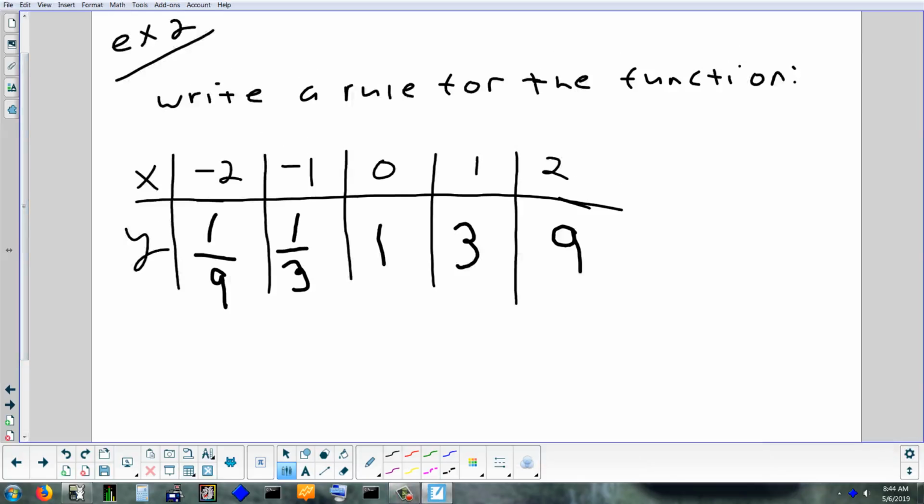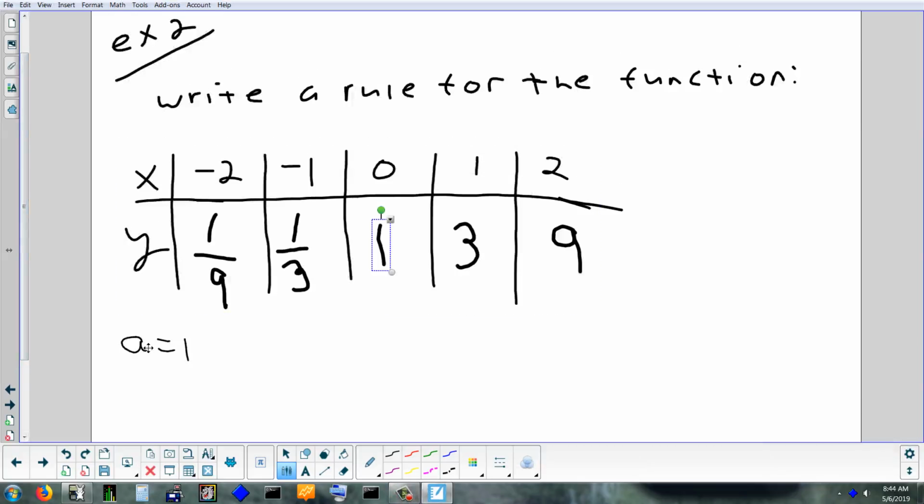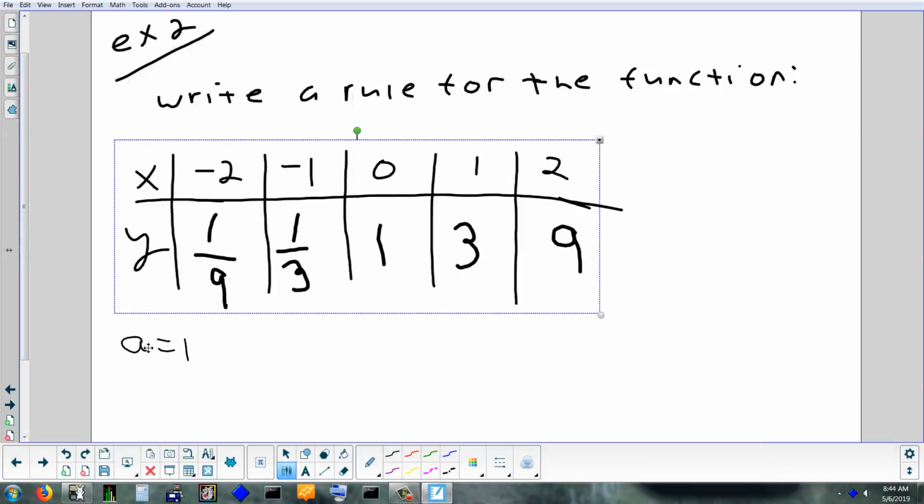So let's find A. That's a quick one. Yusuf? A is 1. Look at the 0. Go down to the y value. When x is 0, y is 1. So we got A.